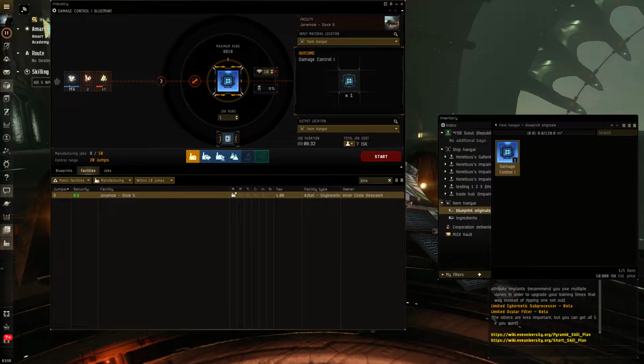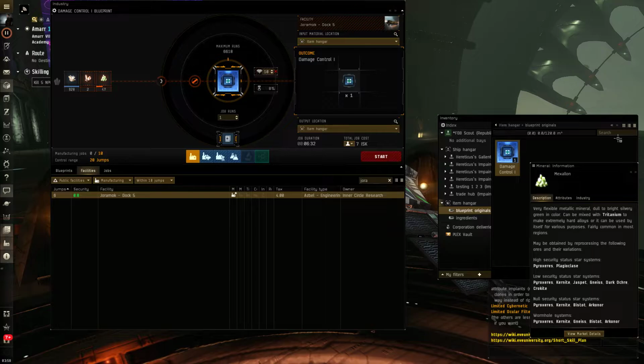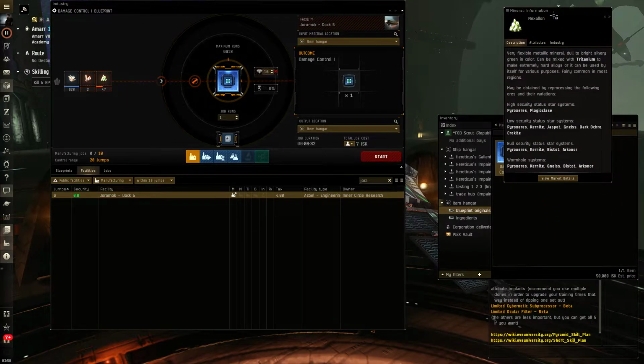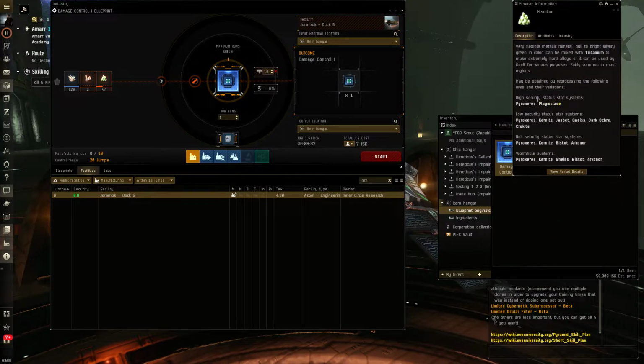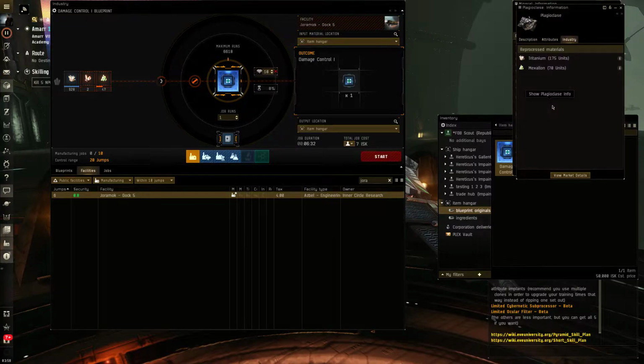See these? Obviously, this is self-explanatory. I'm sure you've all seen when you've reprocessed your ore, you'll see the tritanium and the pyerite. Mexallon is available from Pyroxeres and Plagioclase. This is Caldari space. Anyways, where is this found?